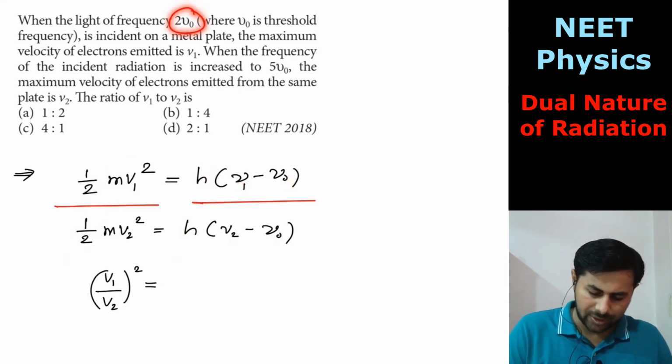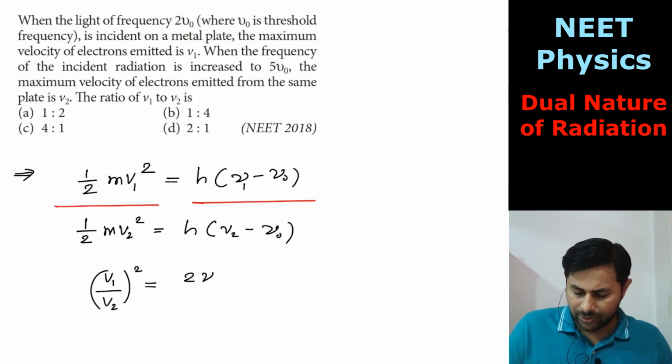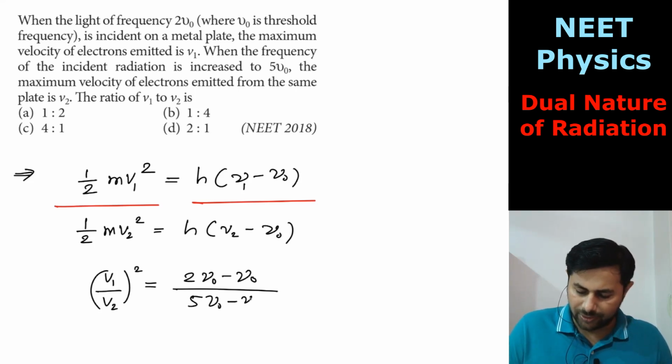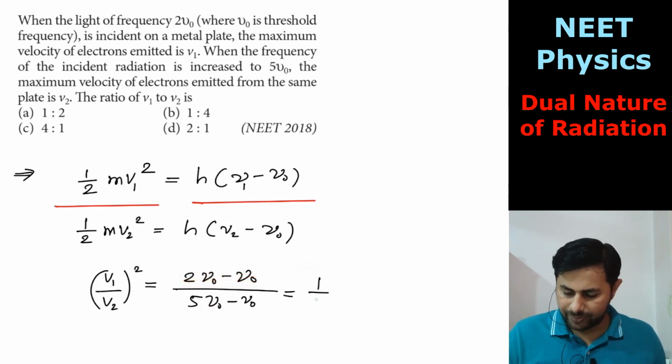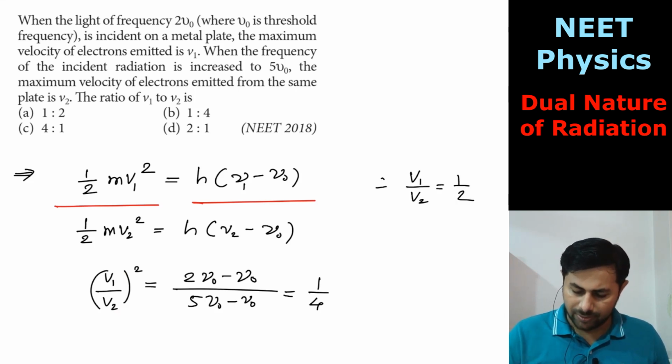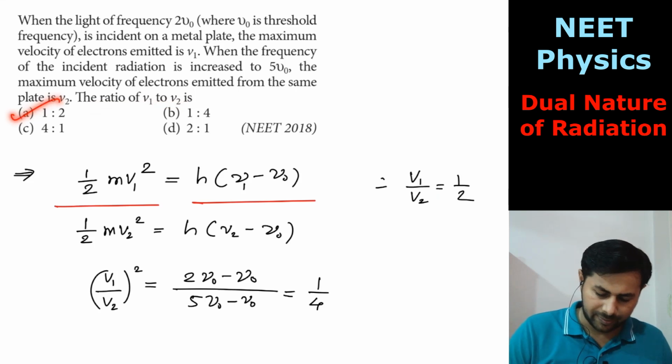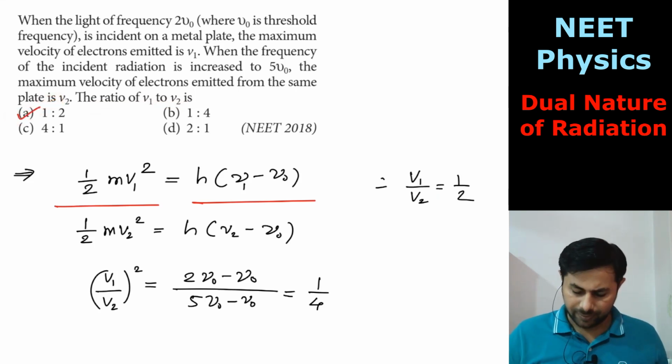And what is nu1? It is 2 nu naught. So 2 nu naught minus nu naught, divided by, next it is 5 nu naught minus nu naught. So this is nu naught divided by 4 nu naught, right? Nu naught gets cancelled, so it is 1 by 4. But this is V1 by V2 squared, so therefore V1 by V2 is equal to 1 by 2. Yeah, and we want the ratio only, so it is 1 by 2. So it's option A. This is clear? Okay, simple. All right, good.